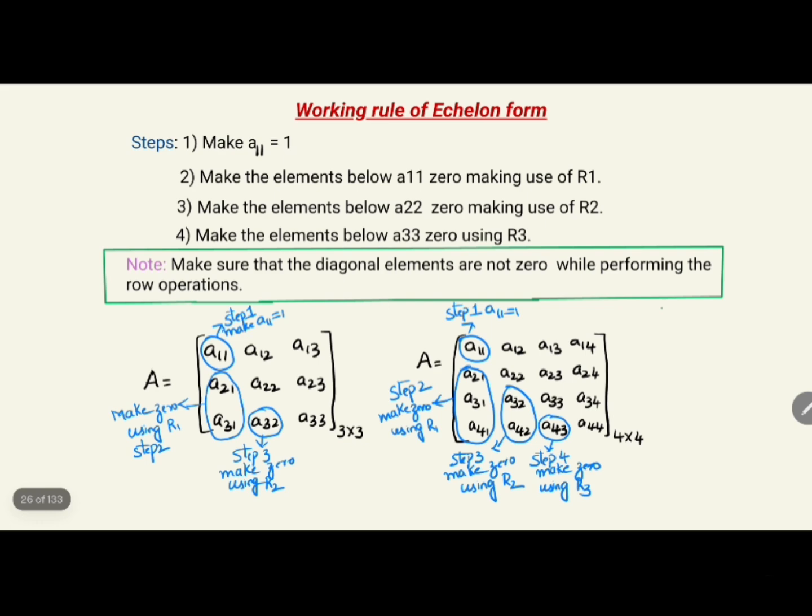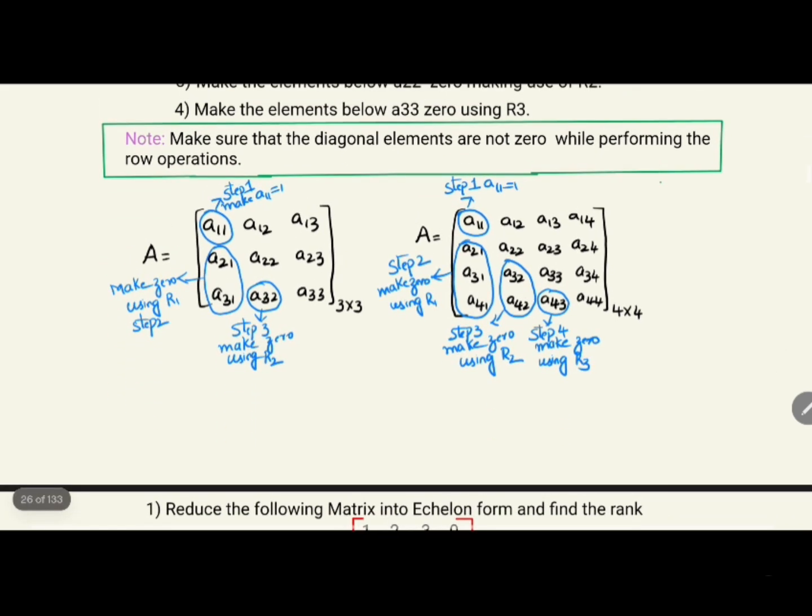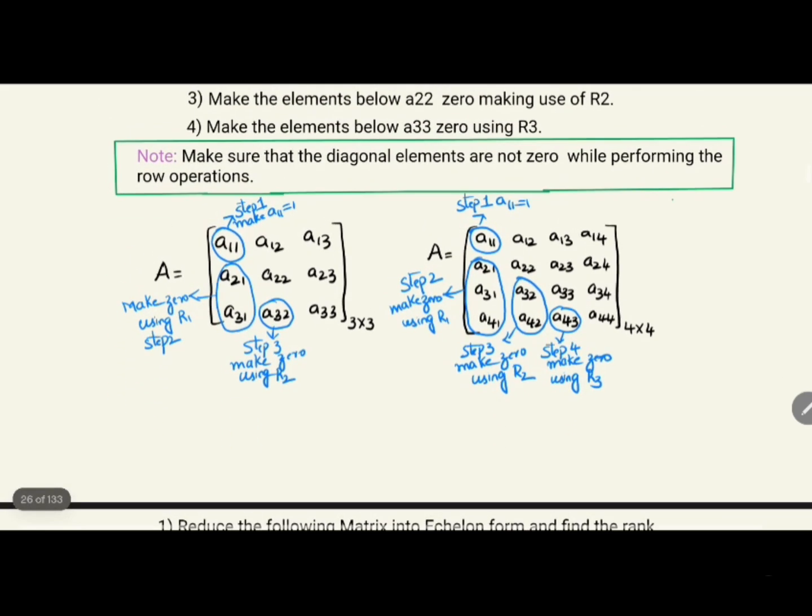So these are the steps to be followed while solving the problems, and this concept is the same for any order of the matrix. For example, if the matrix is of 4 by 5, 5 by 4, 3 by 2 or 2 by 3, whatever be the order of the matrix, we are going to use the same steps and same concept. For example, see here students, I'll explain with a simple example.